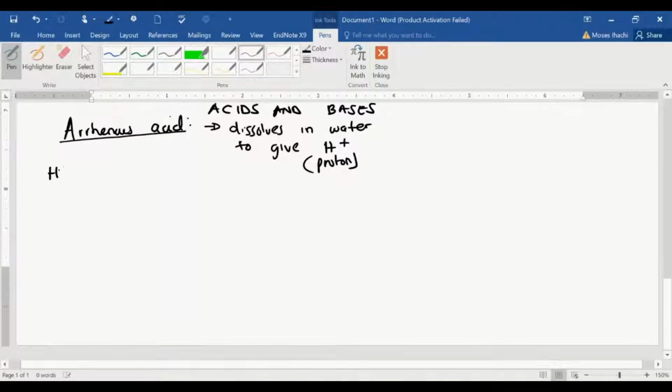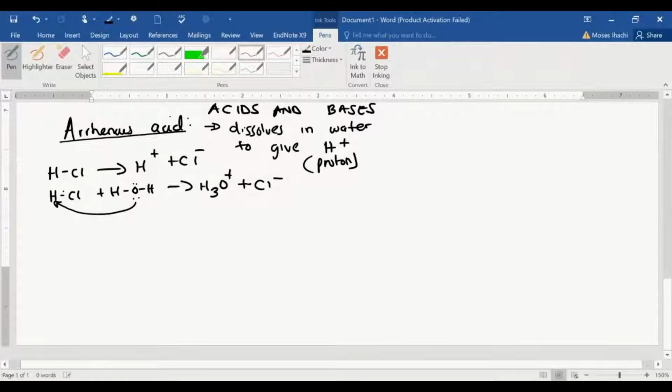So for example, if you put HCl in water, it's going to break down to H plus and Cl. In other words, HCl plus H2O, that's the water, will give you H3O plus and Cl minus. So the lone pair takes out the hydrogen. The two electrons that make the bond are given to the chlorine. So you can see you're making a proton. The proton is actually the extra hydrogen in H2O, which gives you H3O plus.